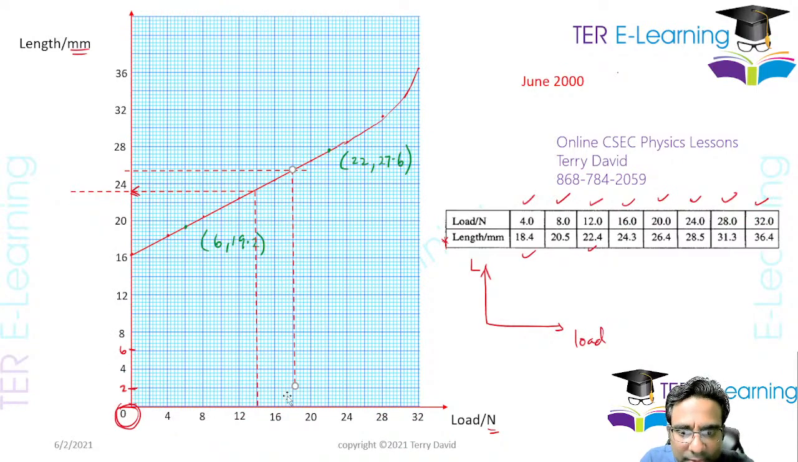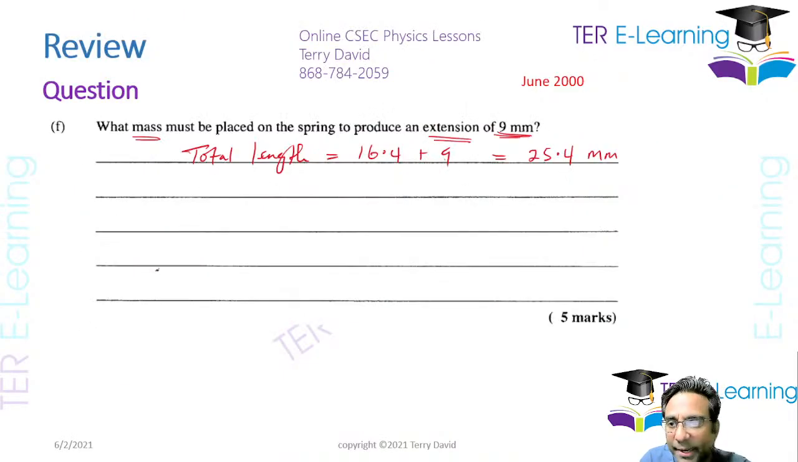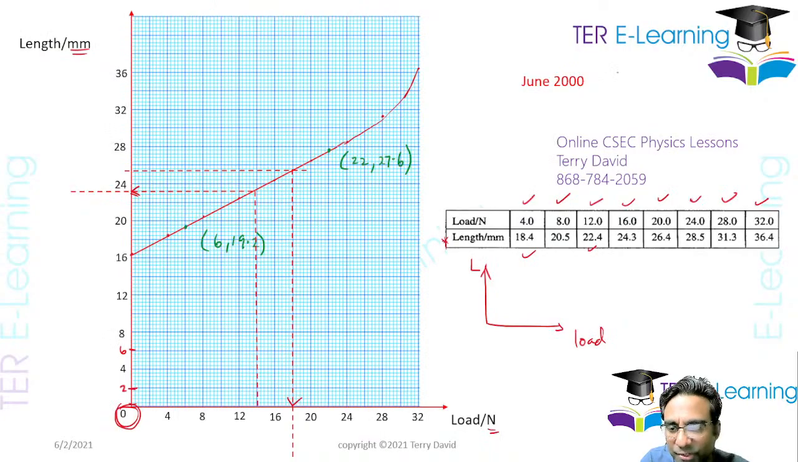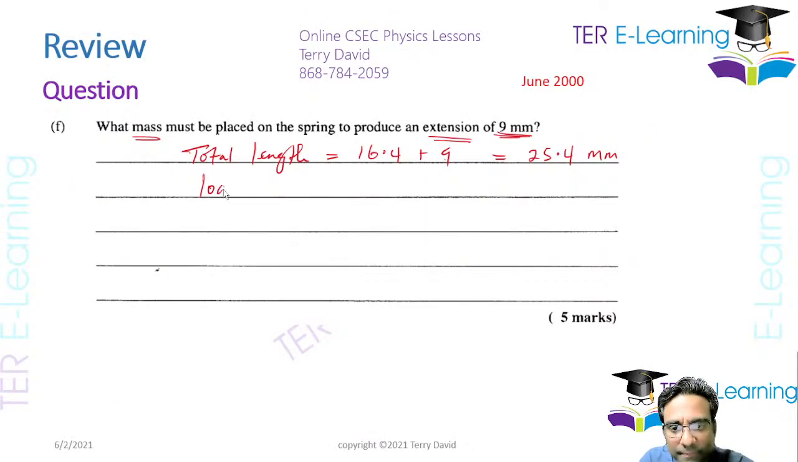this value here. So I'm getting actually 18 as my reading here, right? I'm trying to get the line as horizontal as possible. So what I'm doing here, I'm reading off this value here, which is 18, right? So my graph gives me load in newtons, right? So my load is equal to 18 newtons, right?